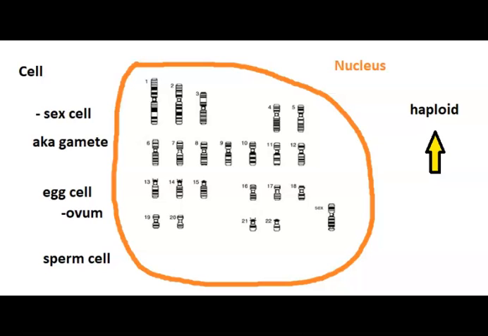So on our screen, we can see that haploid is on there, and there is only one type of cell in humans that is haploid. Those are the sex cells, again called gametes, and it could be either an egg cell, or better known as an ovum, or a sperm cell. So let's continue our story.